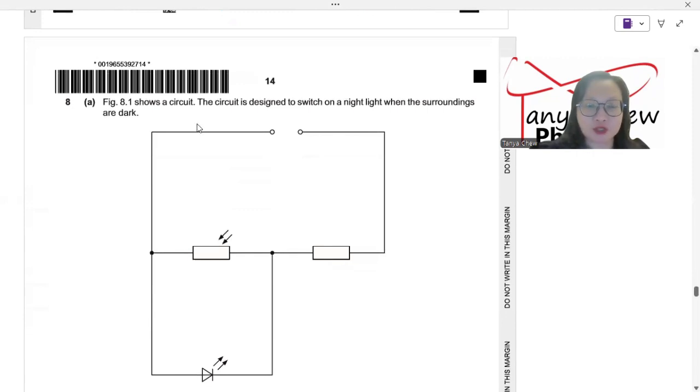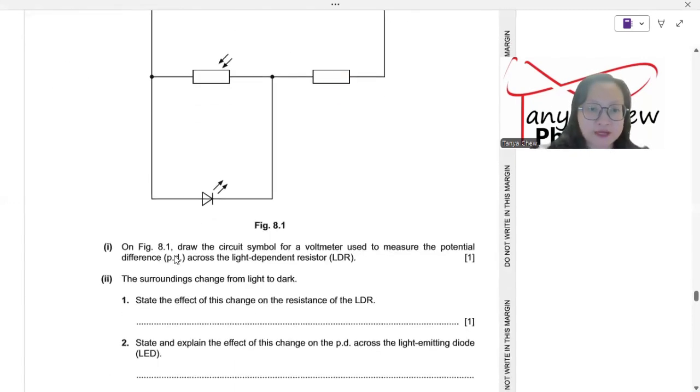Now, number 8. Fig 8.1 shows the circuit. The circuit is designed to switch on a night light when the surroundings are dark. On Fig 8.1, draw the circuit symbol for a voltmeter used to measure the potential difference, PD, across the light-dependent resistor. Now you need to know which is LDR, which is LED.